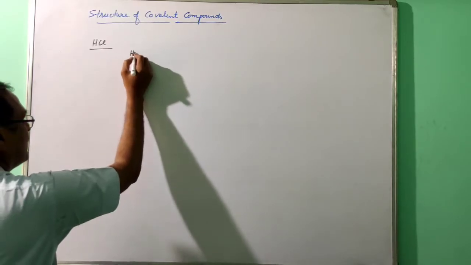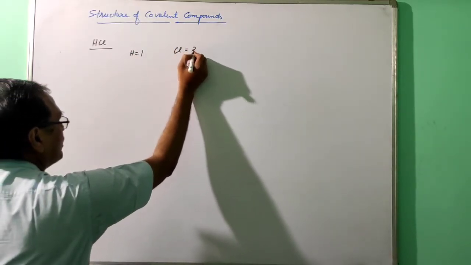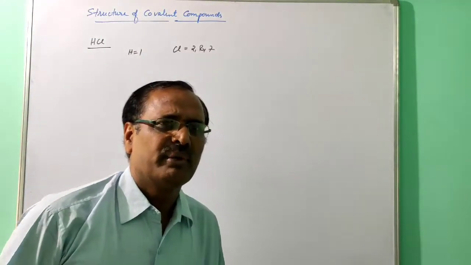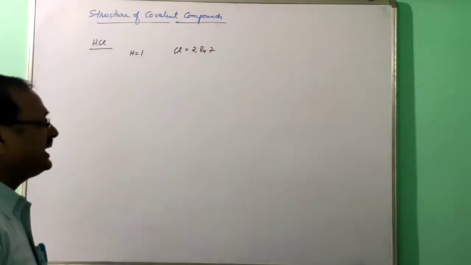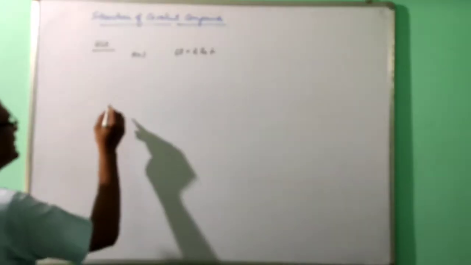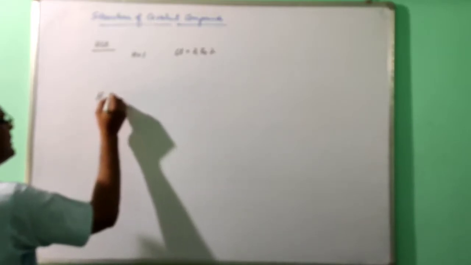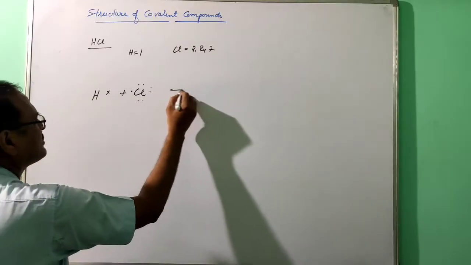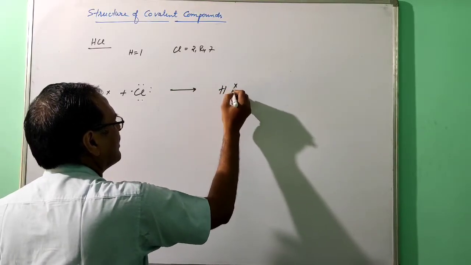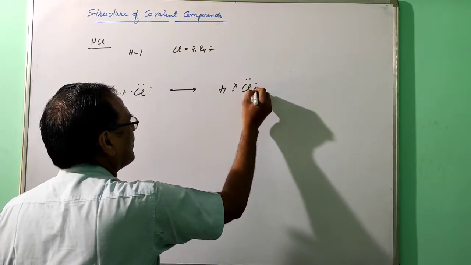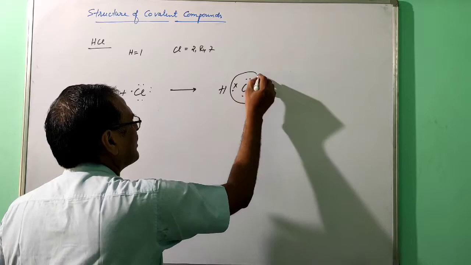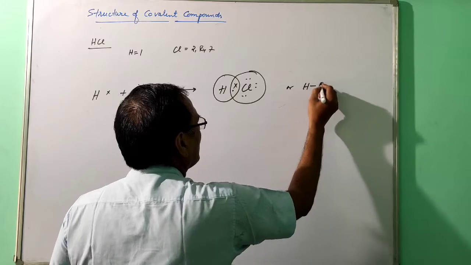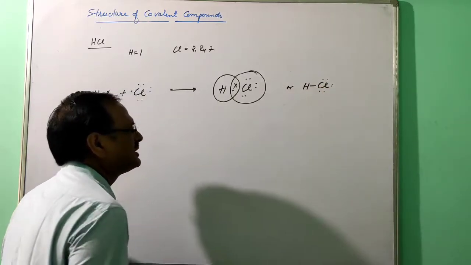So hydrogen has 1, and chlorine has electronic configuration 2, 8, 7. Chlorine will complete the octet by sharing 1 pair of electrons, and hydrogen will complete the duplet. First you draw the hydrogen, then chlorine with 7 electrons. So this will share. Now this is the structure.